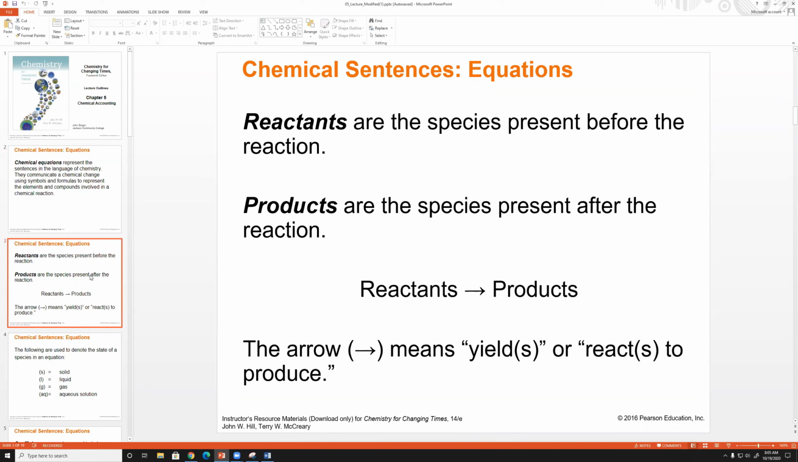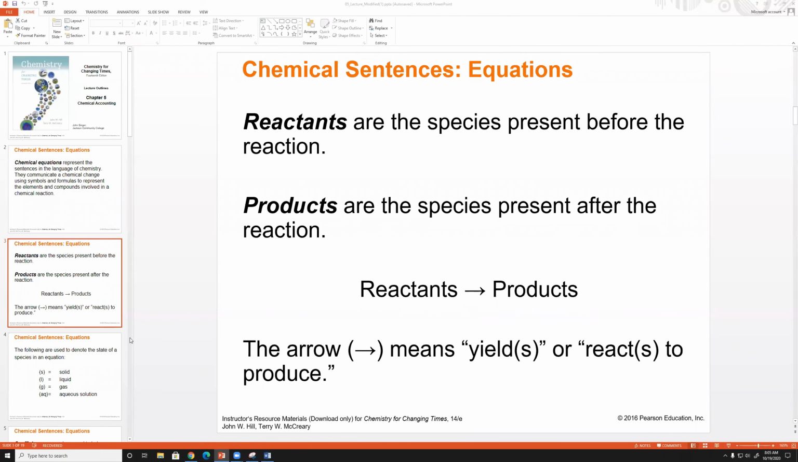We call them species, but really just think of the molecules or the compounds that are present before the reaction. And they have to add together, or if it's one reactant, it can break down to make one or more products. And then the products are the species or the compounds on the right of the arrow. And the arrow means yields, or yields is all right, but I like reacts to produce.